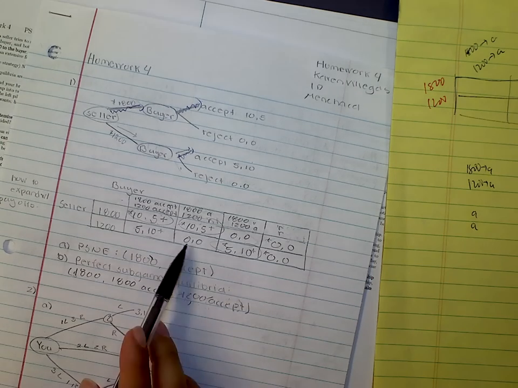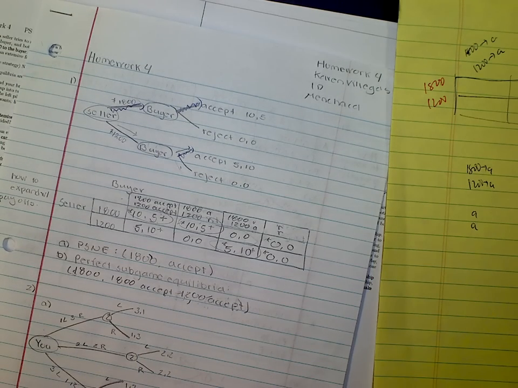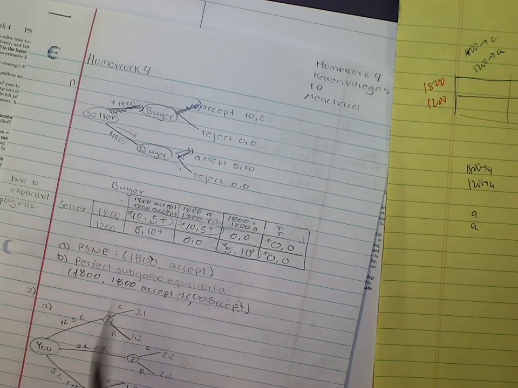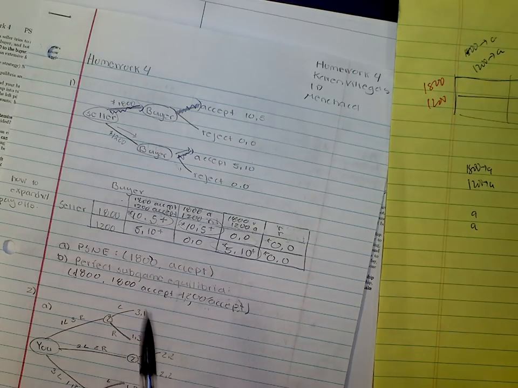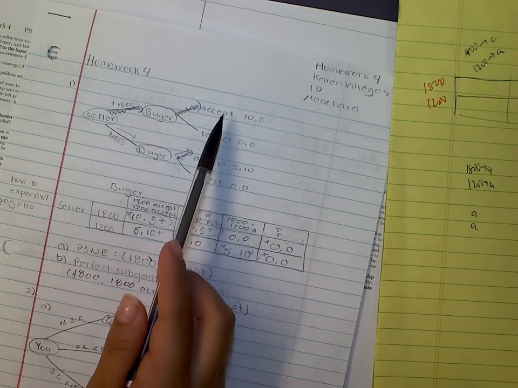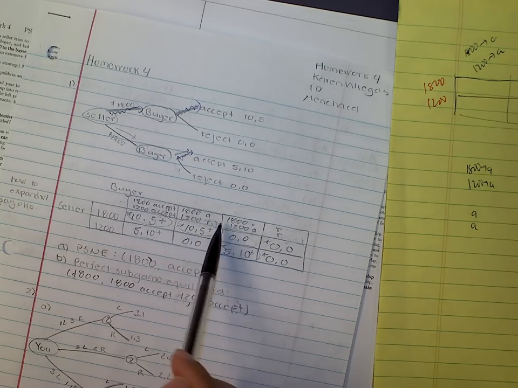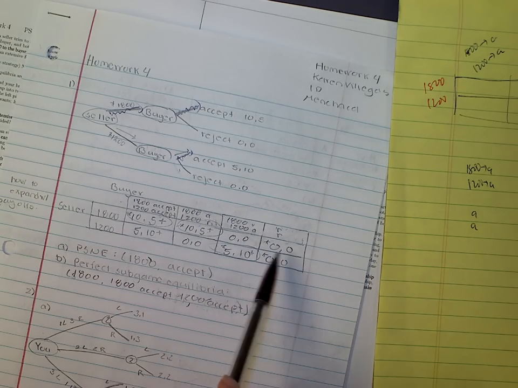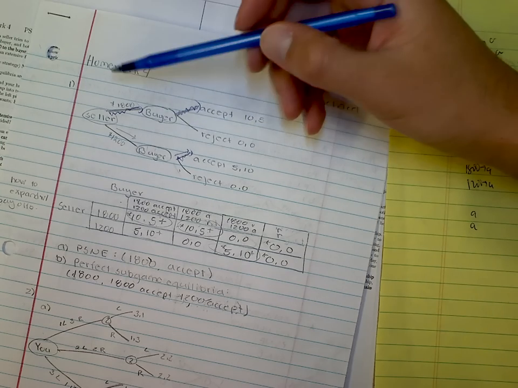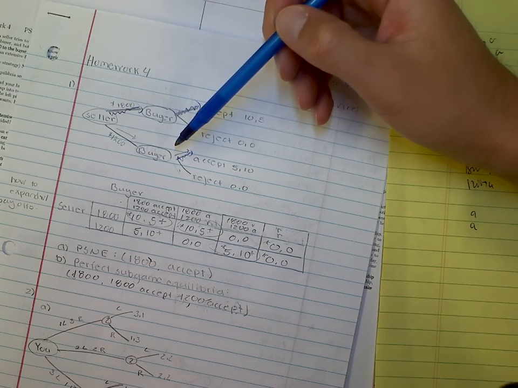So this is how we make a table for anything. Yeah, for a tree, you would make the table this way. So you look at 1800 and then him accepting, and then the combination of accept, reject, accept. Yeah, exactly. So remember the definition of a strategy is a complete contingent plan.